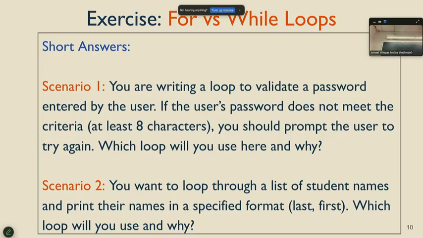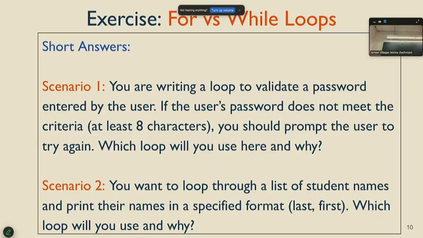So why would we use a for loop versus a while loop? When do we use one or the other? Here we have a scenario. You're writing a loop to validate a password entered by the user. If the user's password does not meet the criteria of at least 8 characters, you should prompt the user to try again. Which loop will you use here and why?